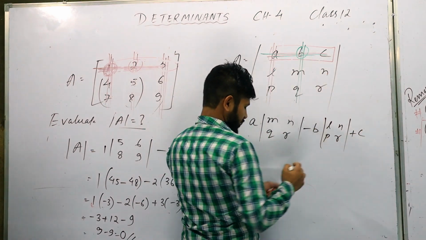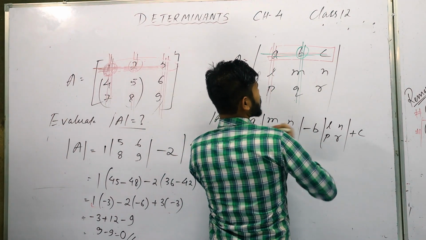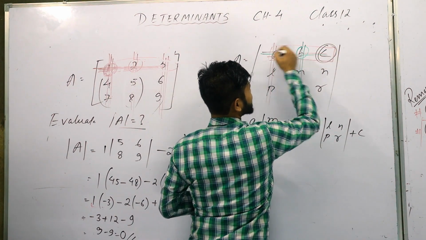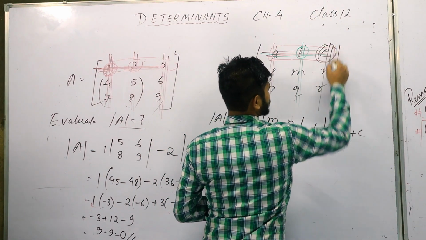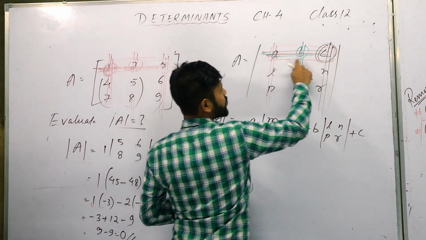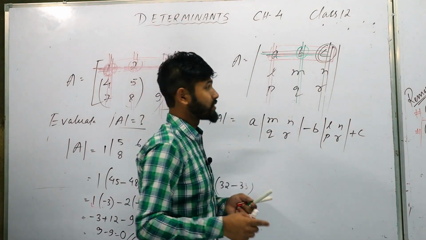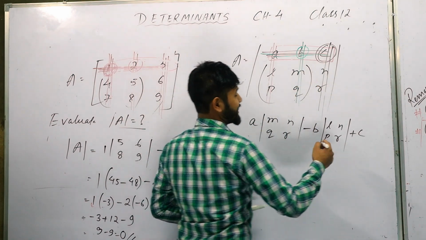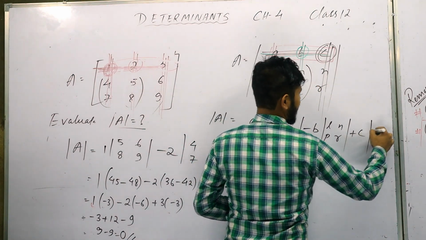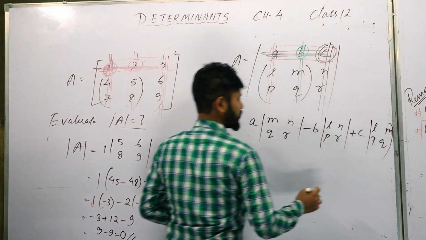Now C is the element we considered here. When you consider the C element, in which row does it lie? It lies in this row. And which column does it lie in? It lies in this column. So we cannot take any value from this row and this column. What are the other values that lie here? These are the values: L, M, P, Q. So we have to write these in the determinant: L, M, P, Q. Clear?